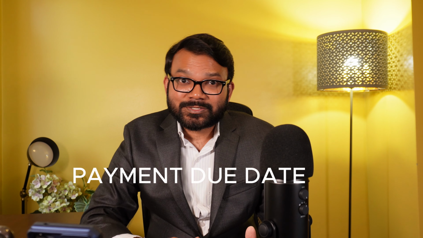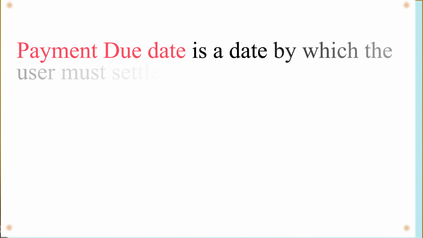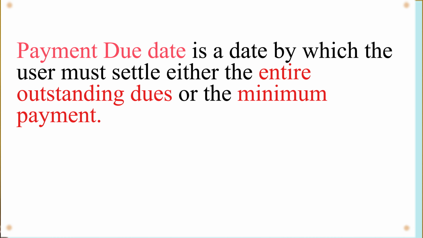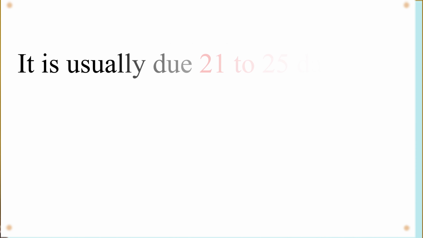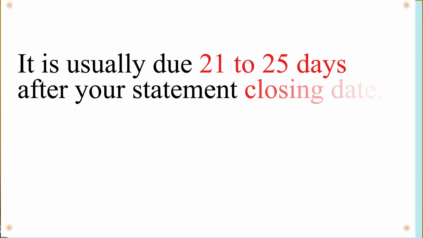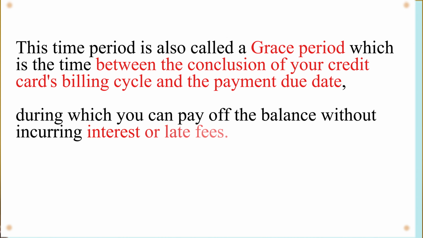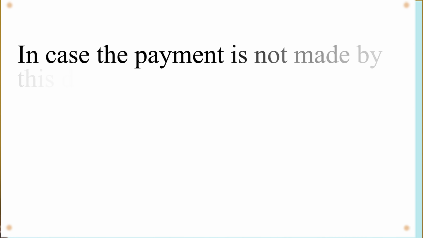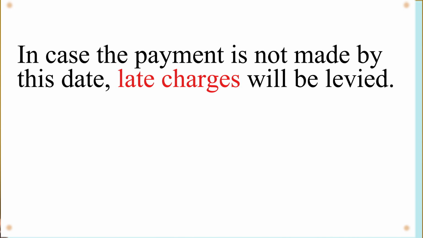Now let's try to understand what the payment due date is. The payment due date is a date by which the user must settle either the entire outstanding dues or the minimum payment. It is usually due 21 to 25 days after the statement closing date. This time period is also called the grace period, which is the time between the conclusion of your credit card's billing cycle and the payment due date, during which you can pay off the balance without incurring interest or late fees. In case the payment is not made by this date, late charges will be levied.